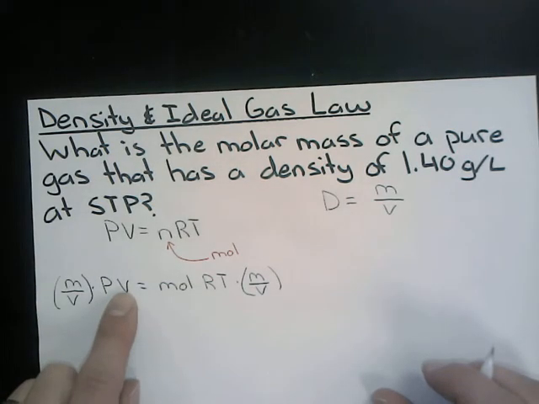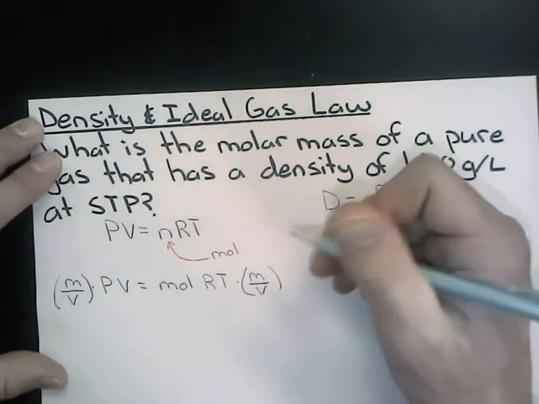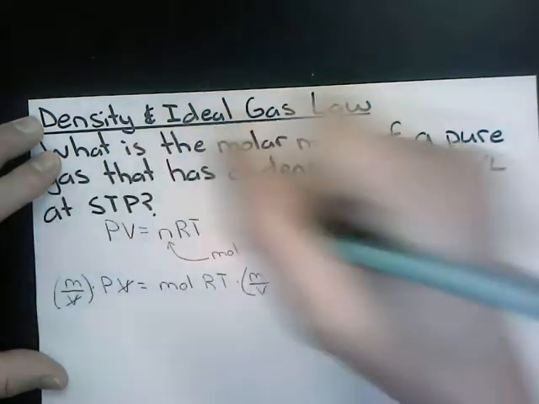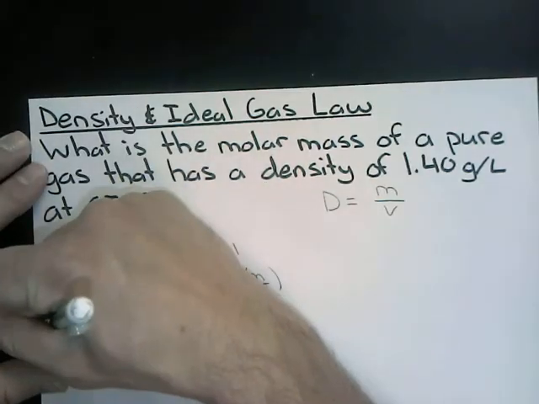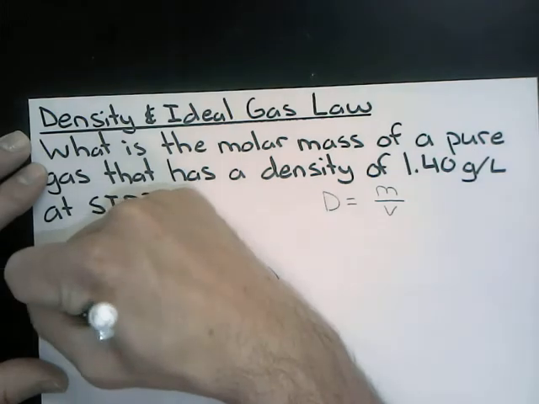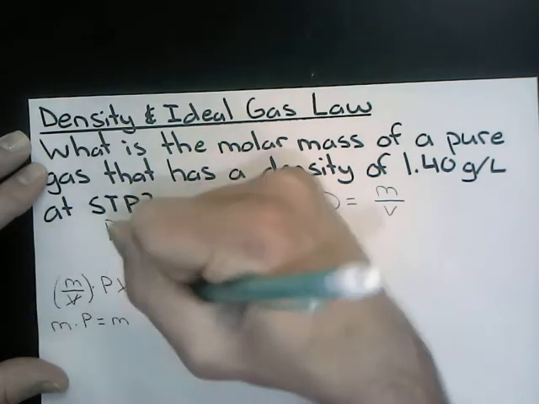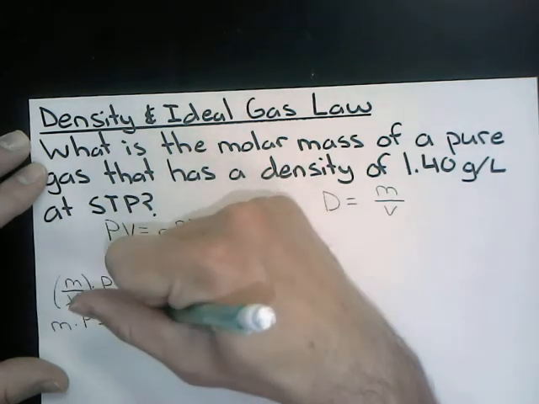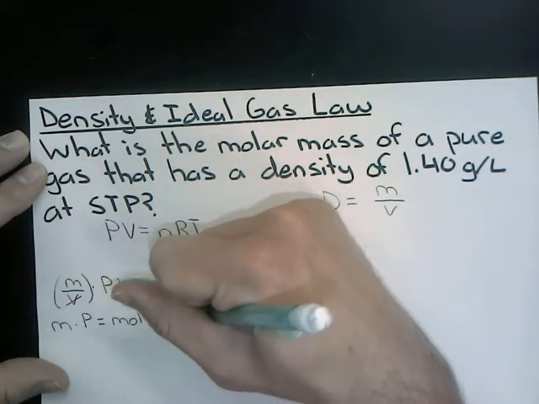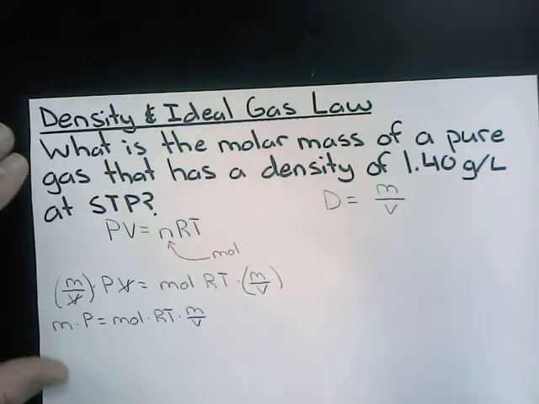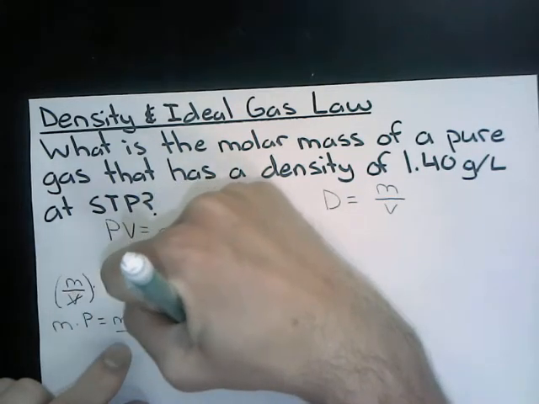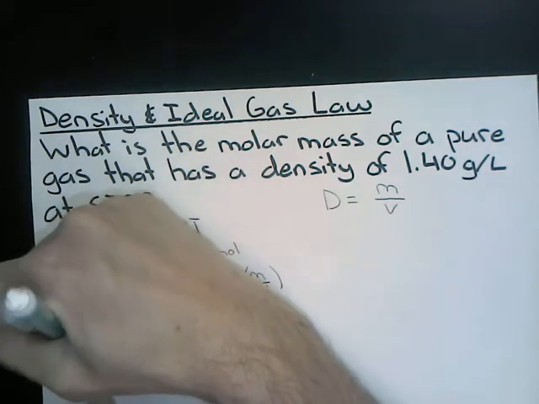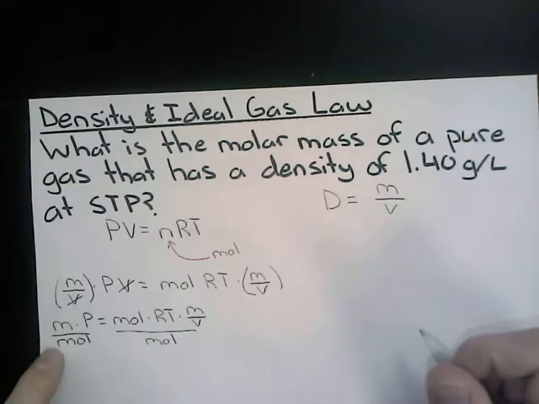Well, look here. We have volume and volume. So what can happen here is this. We can actually cancel out our volume, and we can rewrite this as such. So we have M times P equals mole times RT times M over V. Well, let me do this. I want to get rid of this mole, and this is going to be really important. So I'm going to divide each side by mole, and I want to take a look at this term.